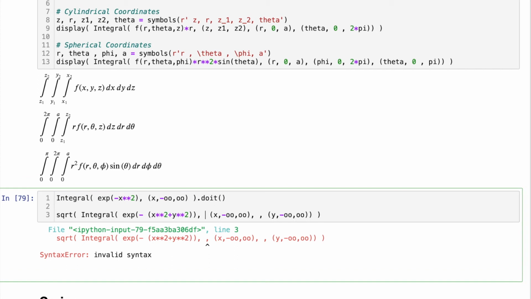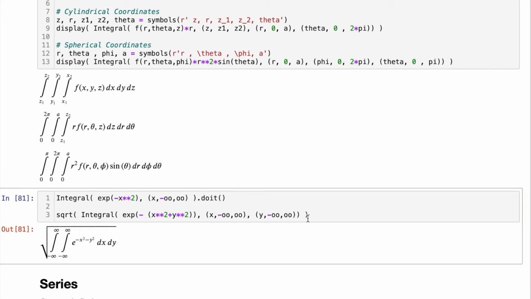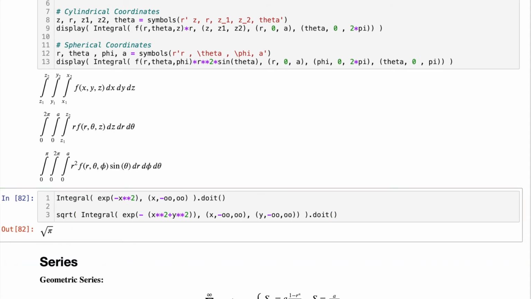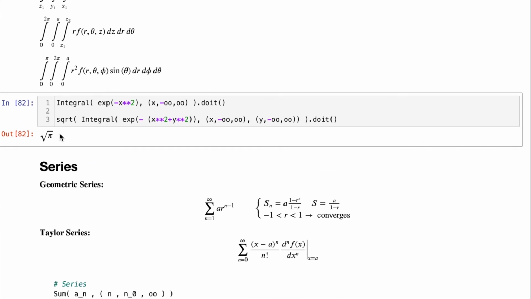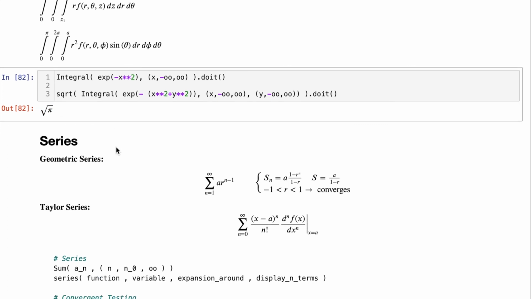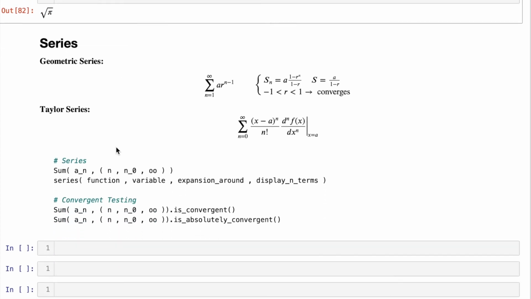Two commas again. So if we say do it, again, we'll get the square root of pi. So these are actually equivalent, and you can play around by timesing this function by e to the minus y squared, and then taking the square root. So it's pretty neat to see how to get this. Anyways, we'll move on. We're going to do sums now.